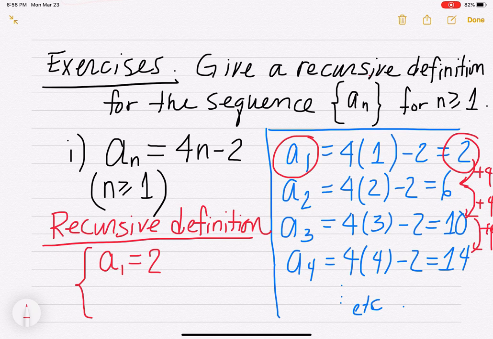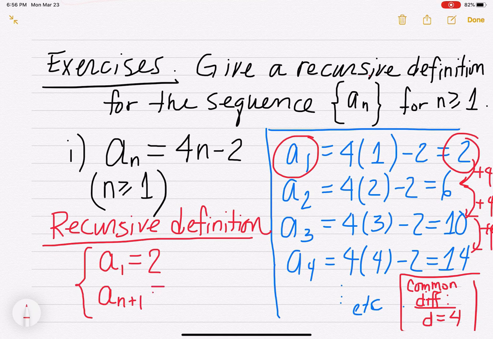So you have a common difference of 4. Common difference, we'll call that d for short, equals 4. So, to find the (n+1)th term of the sequence, you're going to take the nth term and add 4. And this is for n greater than or equal to 1. Right? For n greater than or equal to 1.